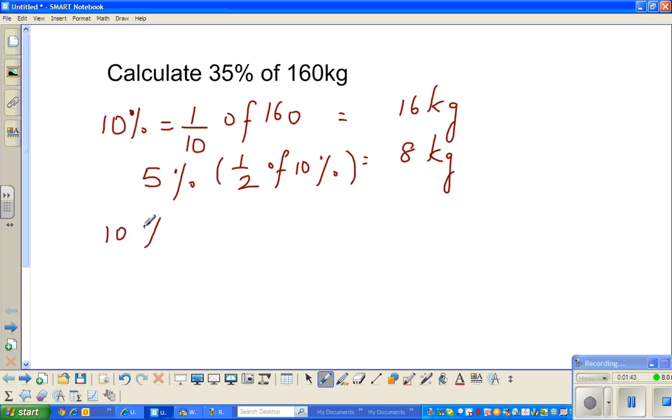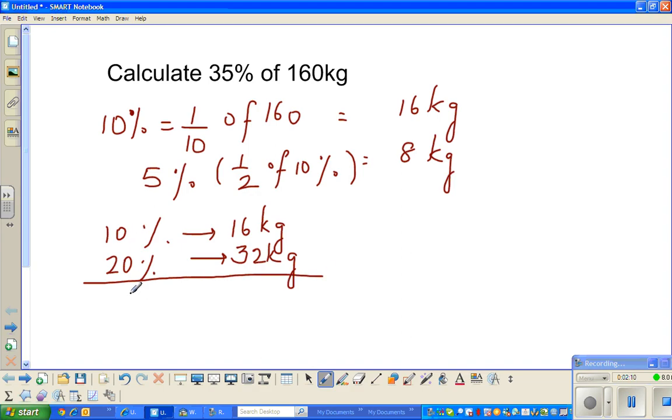So let me rewrite. 10% I know is 16 kgs. So what is 20%? If 10% is 16 kg, 20% is double of 10%, so that is 32 kgs. So this tells me from 10% and 20%, I can write 30% is, adding these two, that is 48 kgs. So we are almost there. So we now know 30% is 48. So what is 5%? 5% we already wrote as 8 kg.